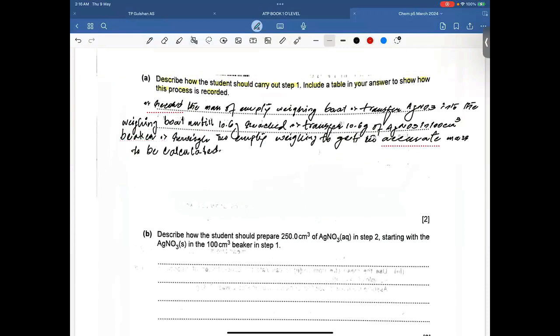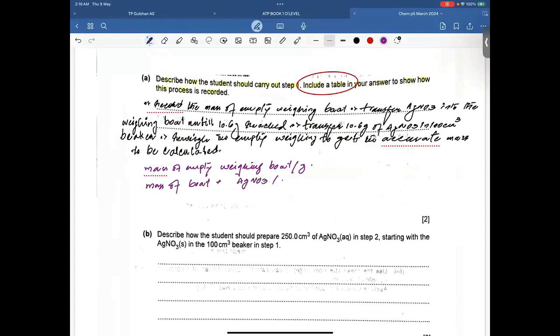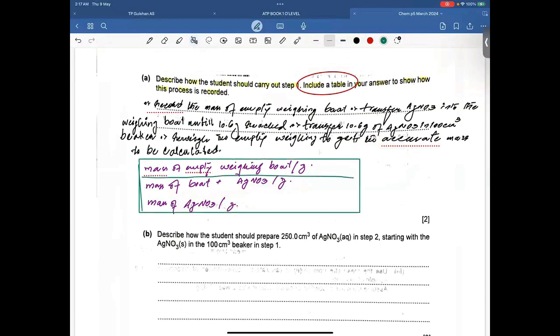Now I need to make a table on the basis of this. So for the table, I'll go for this: mass of empty weighing boat in gram, then mass of boat plus silver nitrate in gram, then obviously mass of silver nitrate in gram. All right, that's the table.